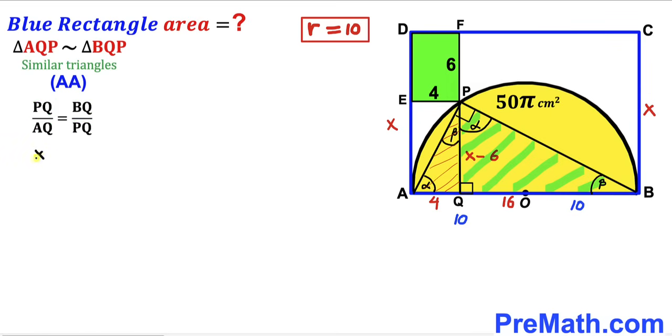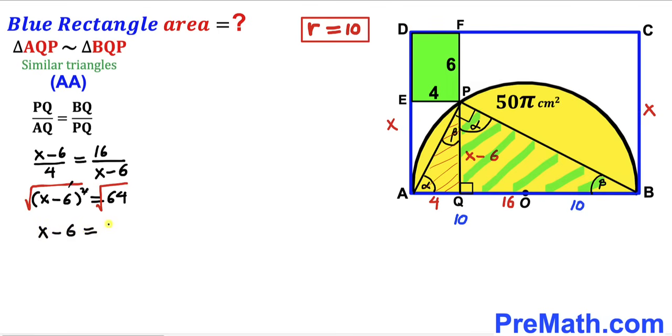So therefore we can write (x minus 6) divided by 4 equal to 16 divided by (x minus 6) as well. And now we are going to cross multiply. So therefore we are going to have (x minus 6) whole square equal to 16 times 4, which is going to give us 64. And I'm going to take the square root on both sides to undo this square. So therefore we can see this square and square root is gone. So therefore x minus 6 turns out to be equal to 8.